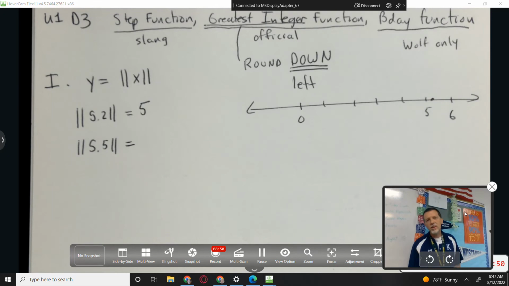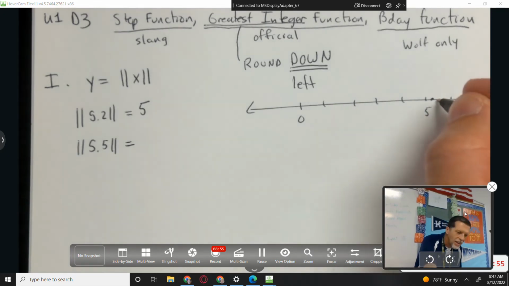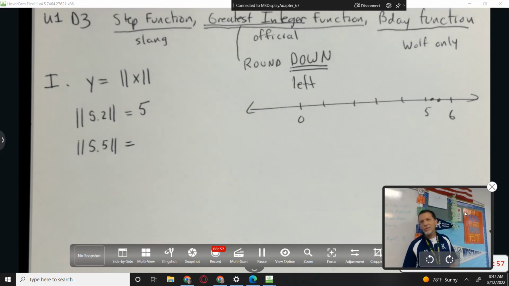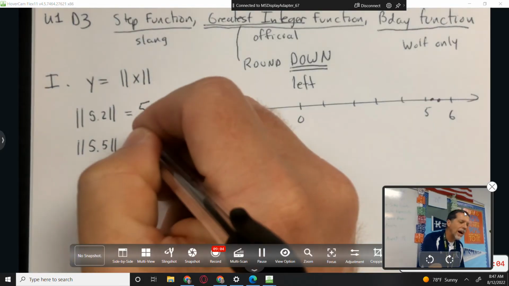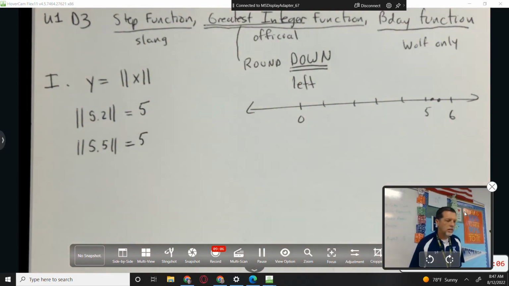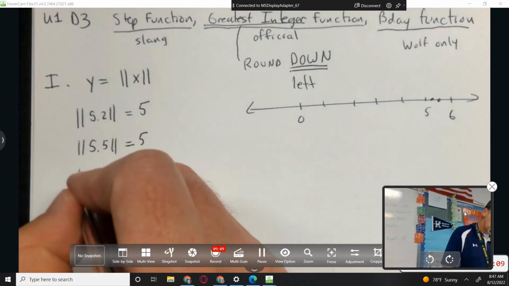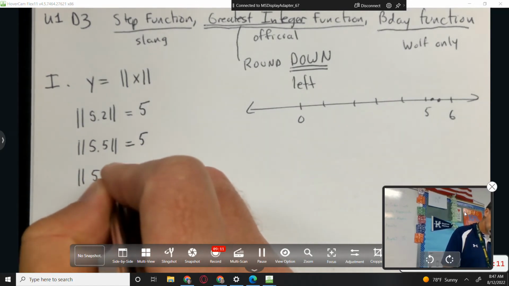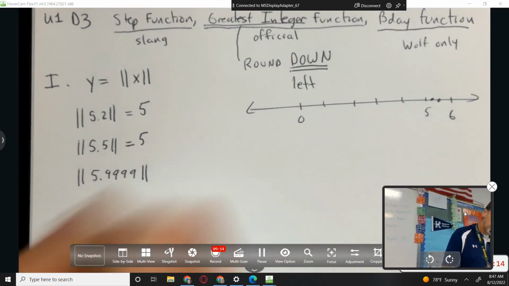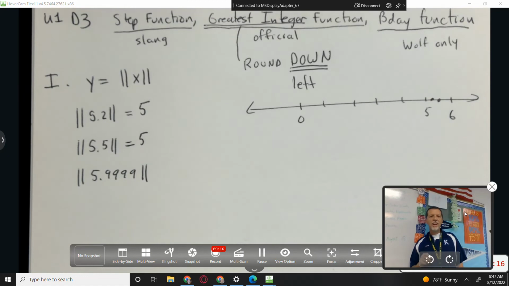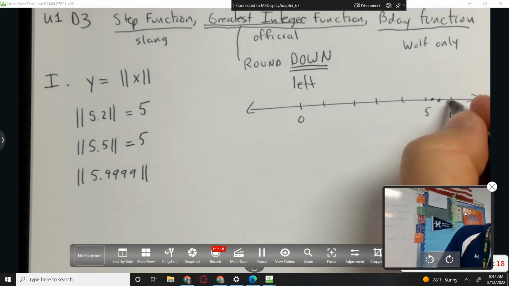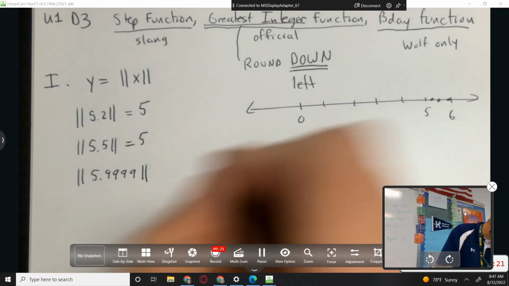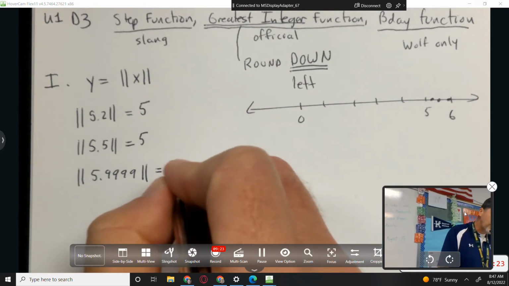What about the greatest integer of 5.5? Well, normal rounding, you would round to 6, but we're not rounding, we're rounding down. We're going to the left. The greatest integer before we get to 5.5 is still 5. And 5.9999. So yeah, you're right up next to 6, but you're not to 6 yet, so you have to round down to 5.